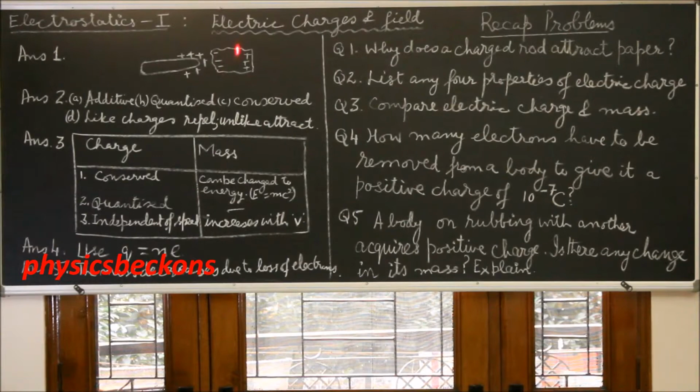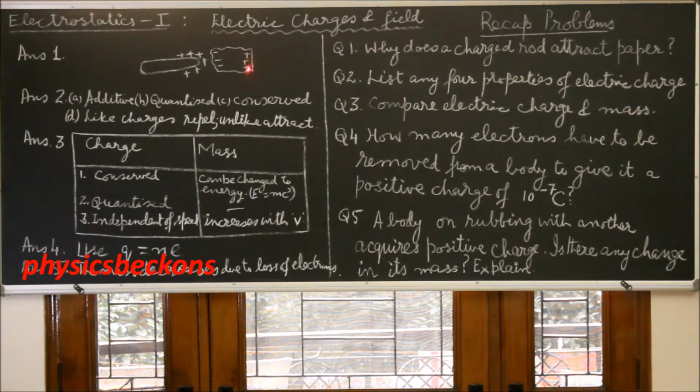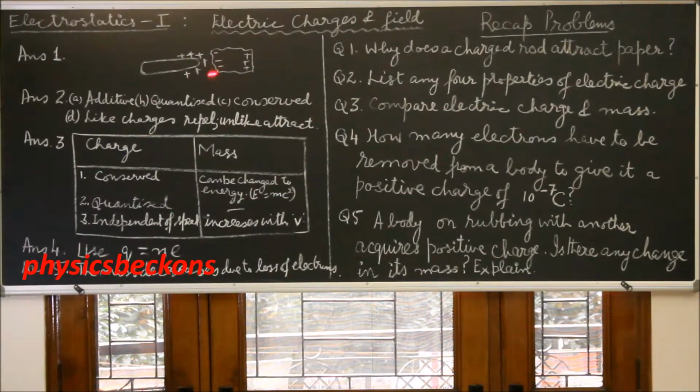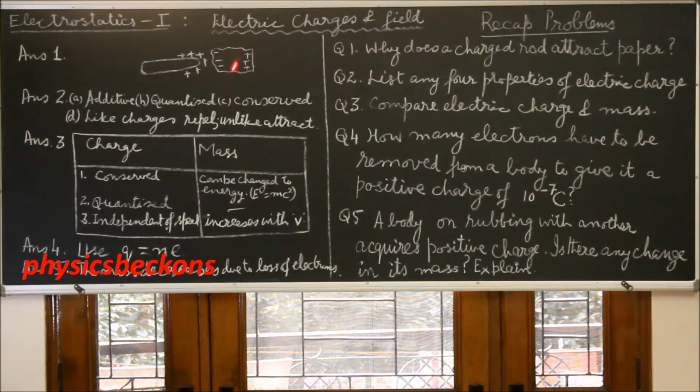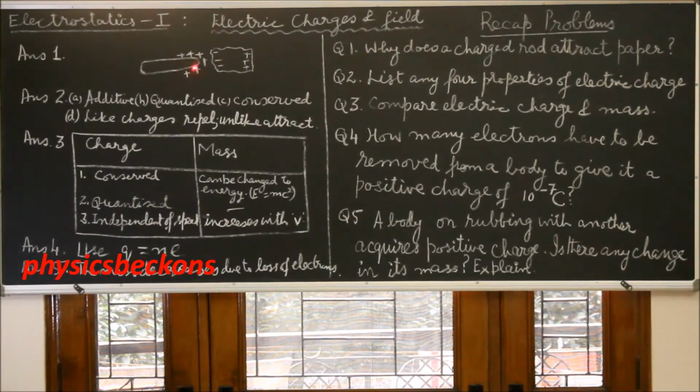The nearer end of the paper acquires opposite charge and the farther end acquires similar charge. Since opposite charges or unlike charges attract, the piece of paper is pulled by a charged rod. Hence, we can say induction precedes attraction.